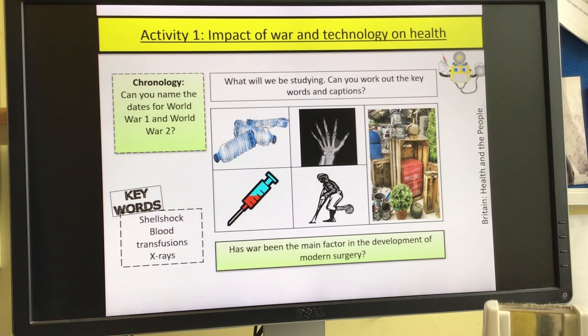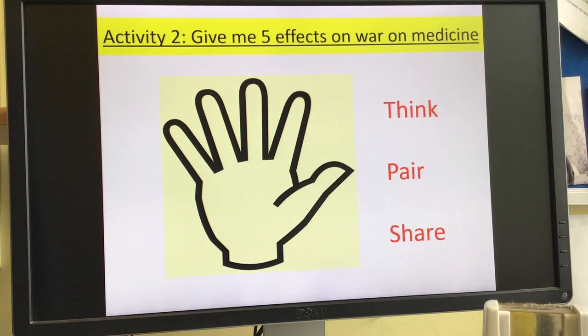Okay, so next I'm just going to ask you a really simple question and give you some thinking time. Think about 5 effects of war on medicine. Okay, so just have a little think about that. If you wanted to, you could draw around your hand and have the 5 effects in each finger and the thumb. But it's completely up to you. You can bullet point them if you need to.